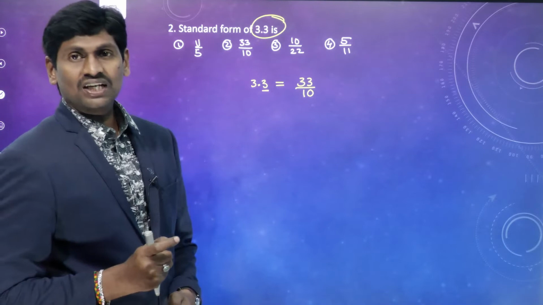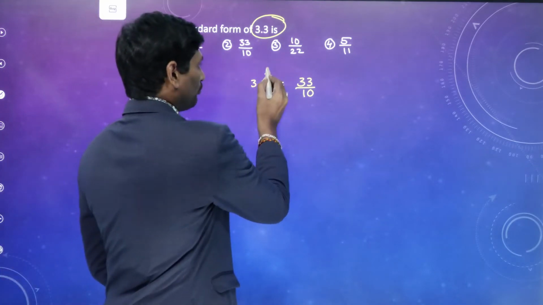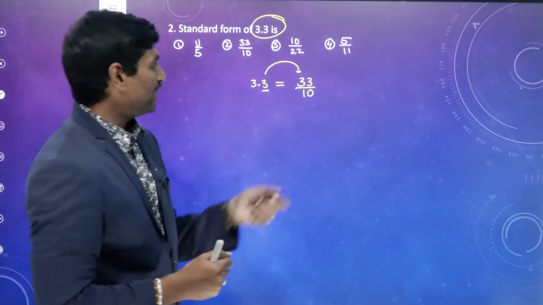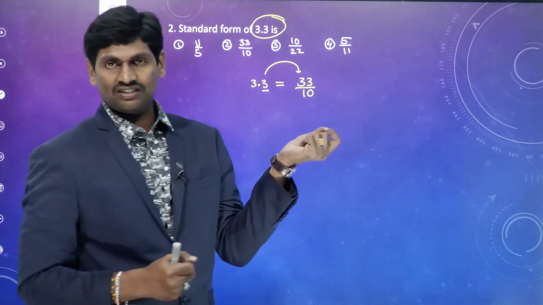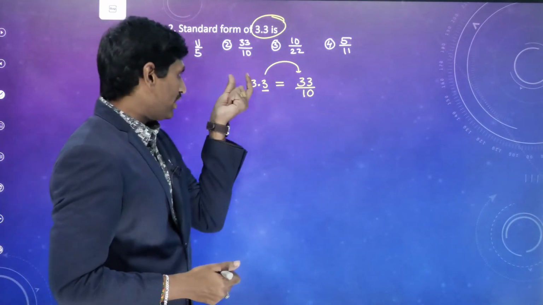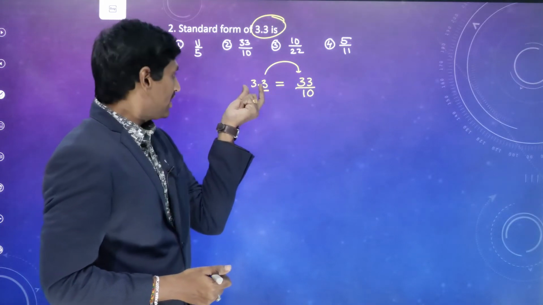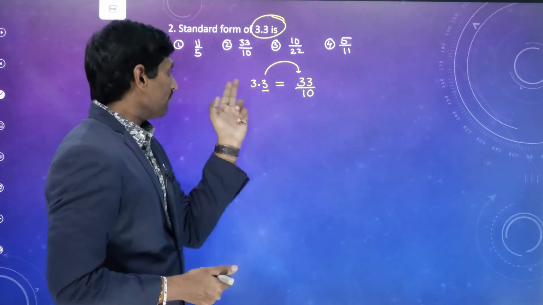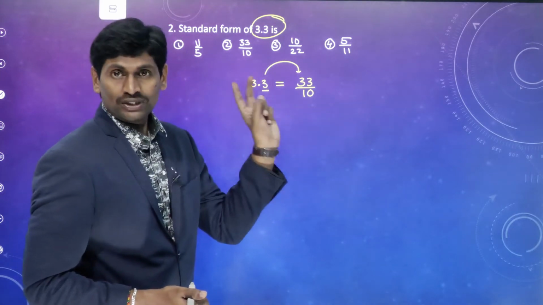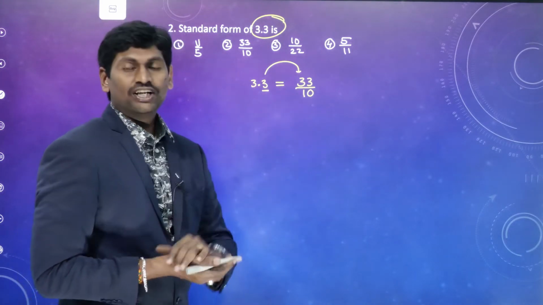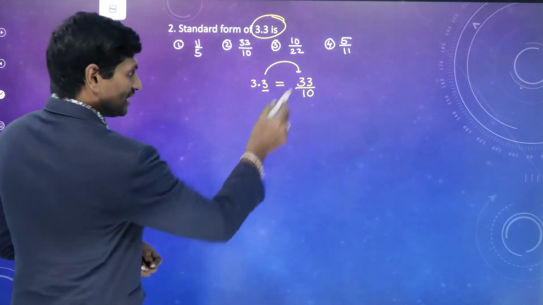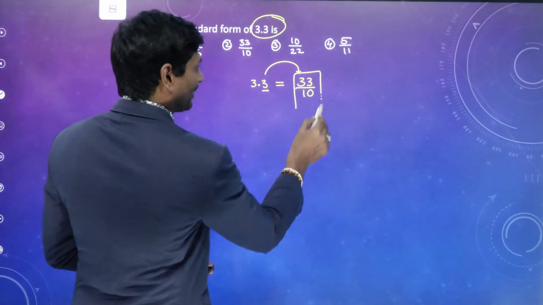To convert the decimal form to fractional form, we have to get the denominator in tens. If there is only 1 digit after the decimal point, we should give only 10. If there are 2 digits after the decimal point, we need to take the denominator 100, and so on like that.